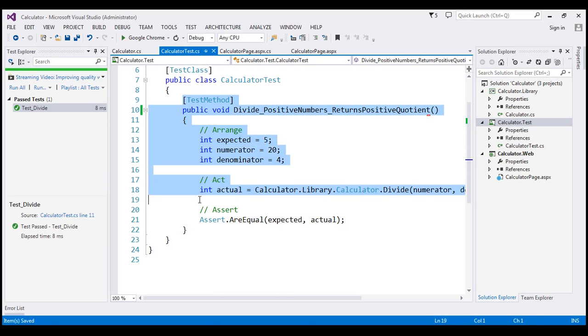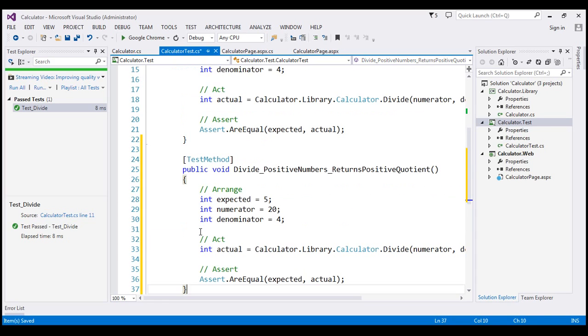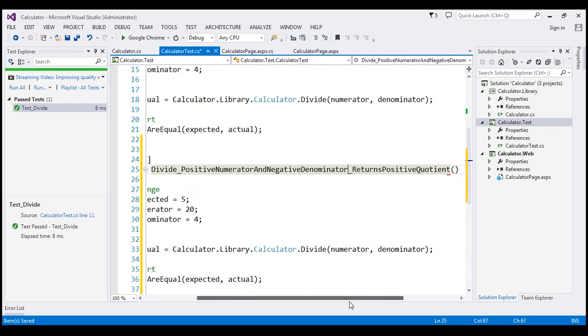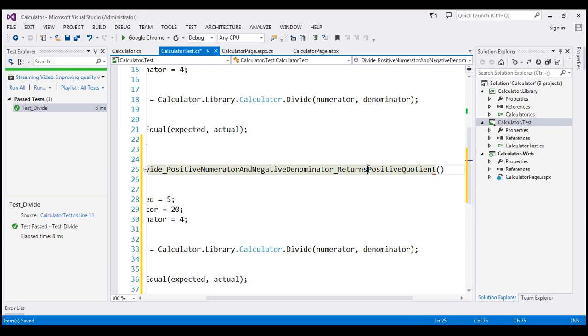Let's actually make a copy of this. Now let's divide a positive and a negative number. When we do that, we are going to get a negative quotient. So divide positive numerator and negative denominator. What are we going to get back? We are going to get back a negative quotient. So the expected behavior here is returns negative quotient.